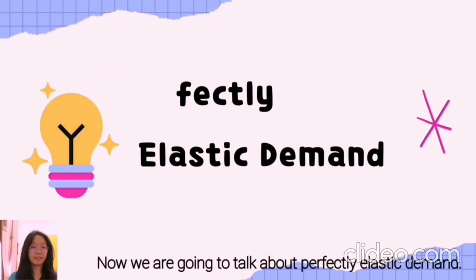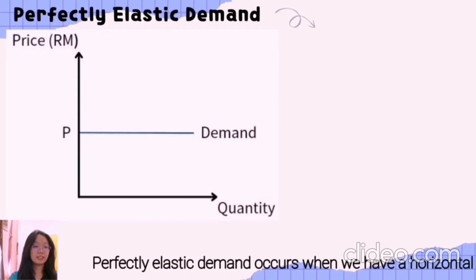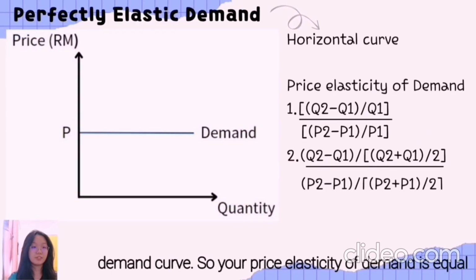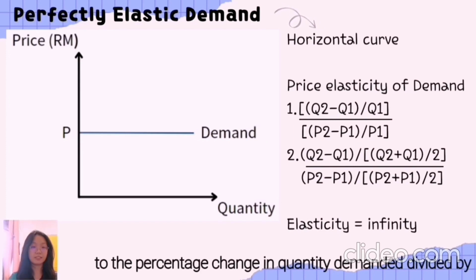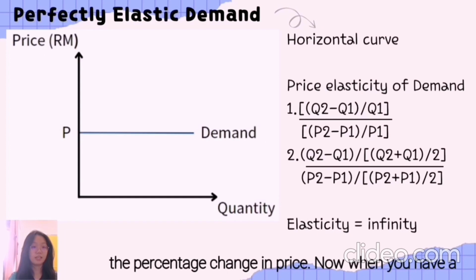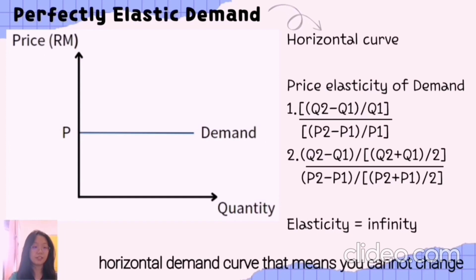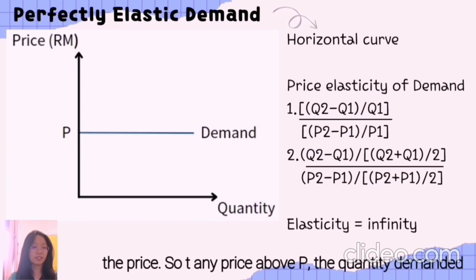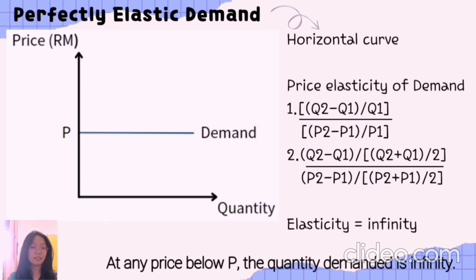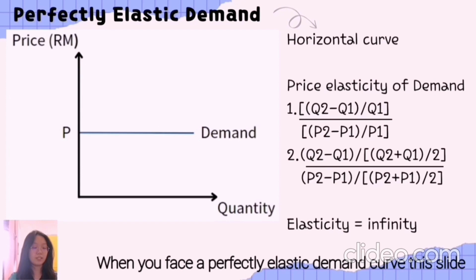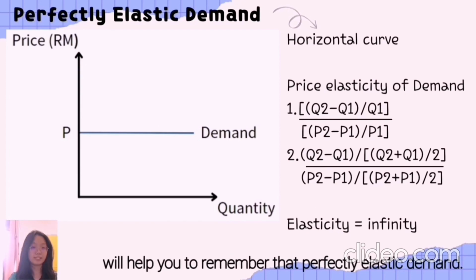Now we are going to talk about perfectly elastic demand. Perfectly elastic demand occurs when we have a horizontal demand curve. Price elasticity of demand is equal to the percentage change in quantity demanded divided by the percentage change in price. When you have a horizontal demand curve, that means you cannot change the price. At any price above P, the quantity demanded is 0. At exactly P, consumers will buy any quantity. At any price below P, the quantity demanded is infinity.